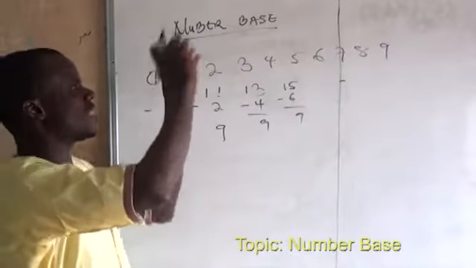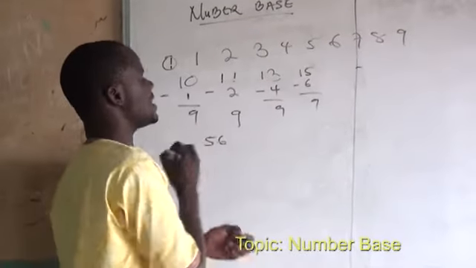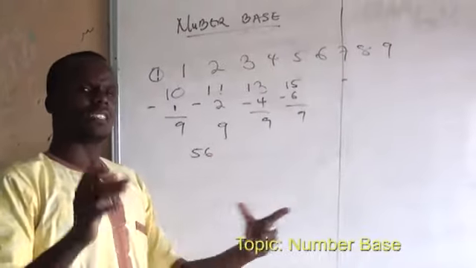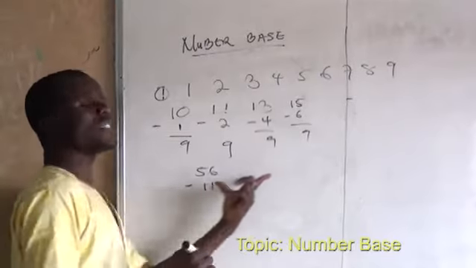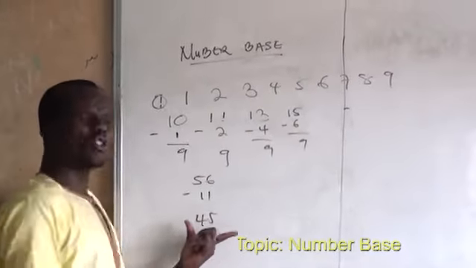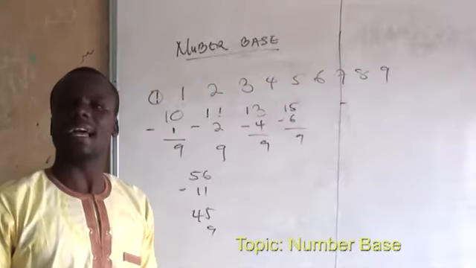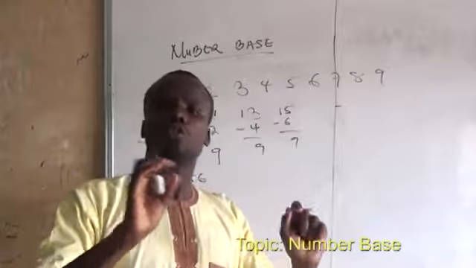And if you take different numbers, like 56, when you add 5 and 6, it will give us 11. So 56 minus 11 gives us 45. And don't forget, 45 is a multiple of 9. So these are the numbers that we have in counting, 0 to 9.